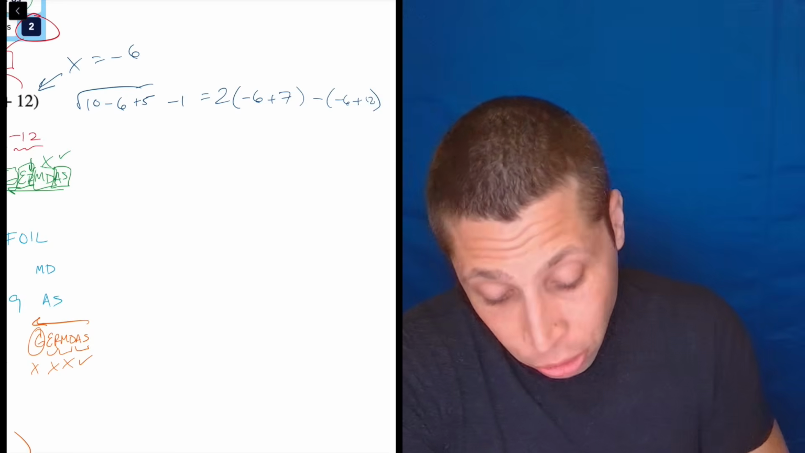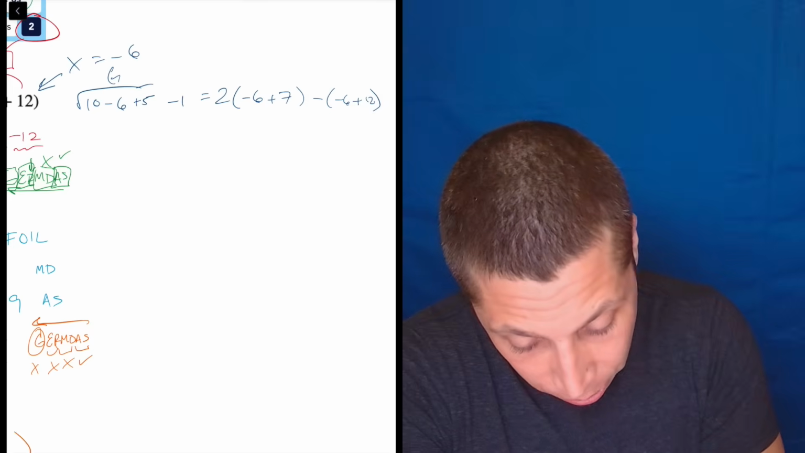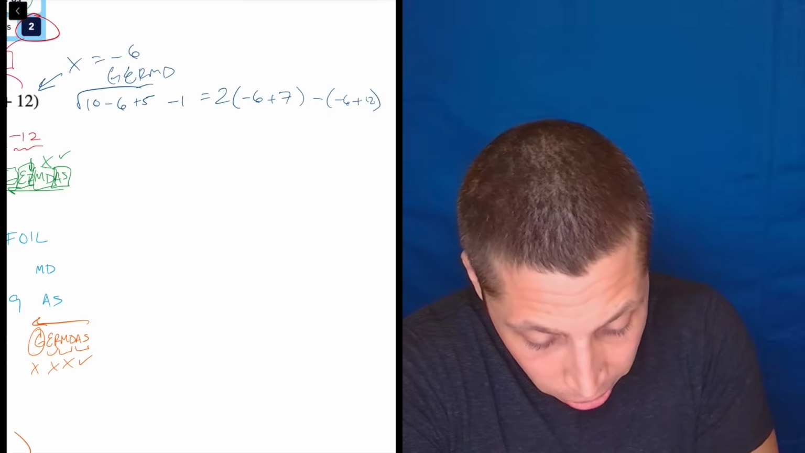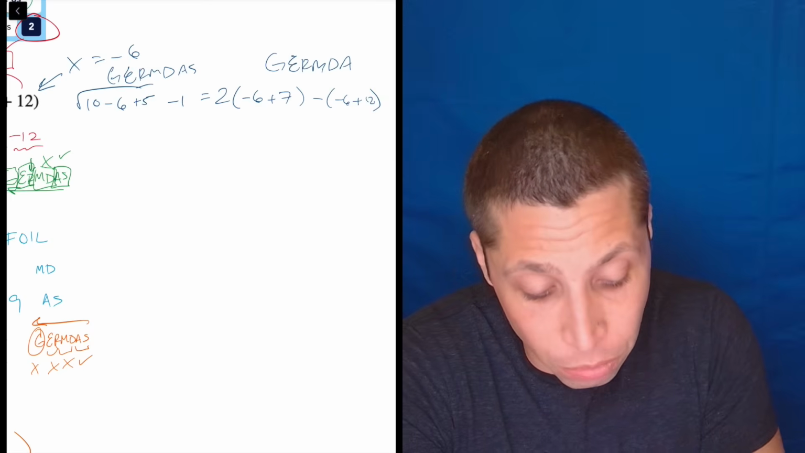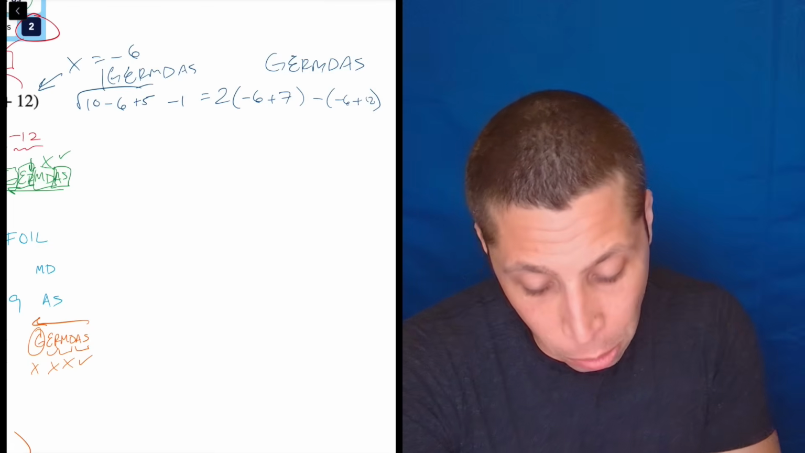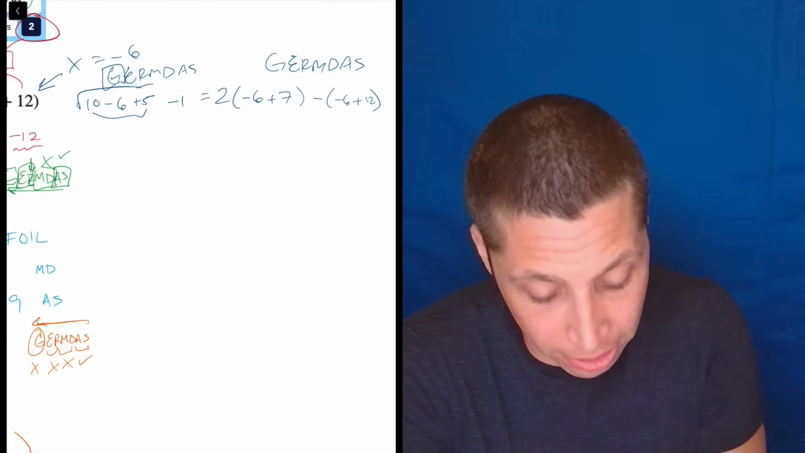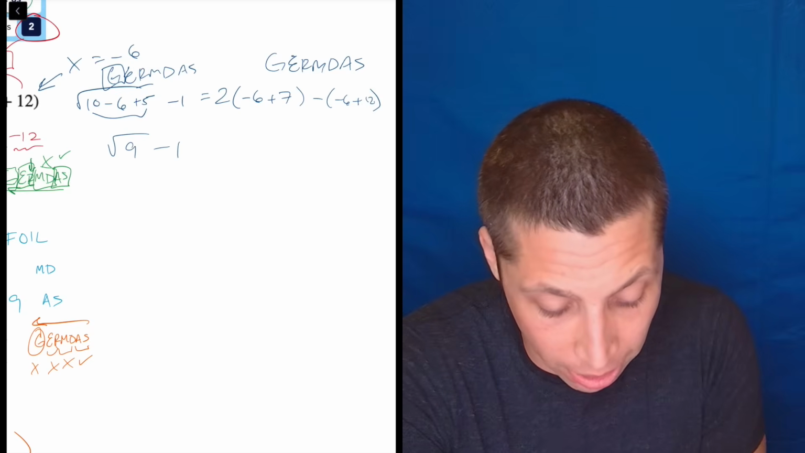Now, I'm going to just do GERMDAS, but I'm going to do it on both sides, right? So let's kind of stick one up here, GERMDAS, and GERMDAS over here, because now, notice, there's no variable, so we're not going to ever do algebra here. We're just simplifying. So are there any groupings? Yes, we have a grouping right here. Let's simplify it. 10 minus 6 is 4. 4 plus 5 is 9. So radical 9 minus 1.